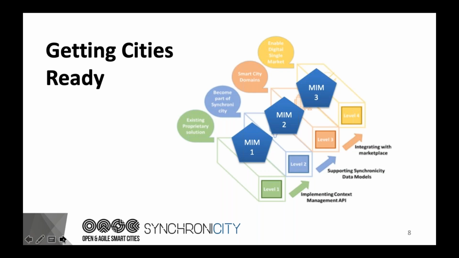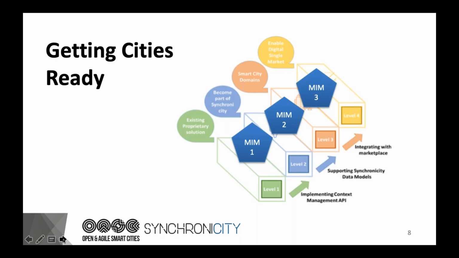So basically, the first MIM, being the context information management, allows a city or a third party connecting to the ecosystem to pull in, exchange and provide context information. And of course, in the smart cities domain, everything pretty much is context, so it's an essential part.